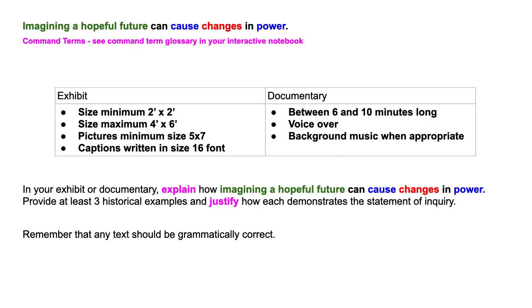Here's an example of a task sheet I might give my students. Imagine a hopeful future. This is that same statement of inquiry, can cause changes in power. You'll see I have command terms highlighted. And here I have, if they're doing the exhibit, expectations on size and pictures. And if they're doing the documentary, I have an expectation for length and what I want to happen. Like, I would want there to be voiceover narration, not a lot of text in it. And I would like to see background music where appropriate.